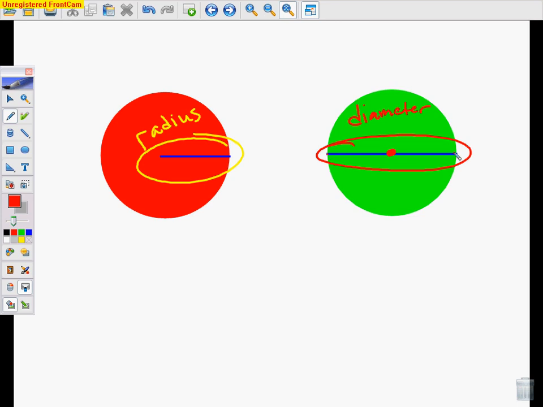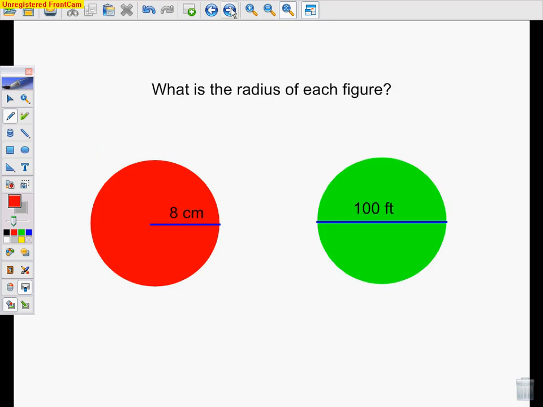Okay? So, for example, here, if I said, what is the radius of each figure? Well, in the red circle, we know that the radius is 8 centimeters. That's the radius. Here, in the green circle, what's the radius? Well, they don't give us the radius. They give us the diameter, because the diameter goes all the way across. So here, the radius would be 50 feet, because the radius is half of the diameter.